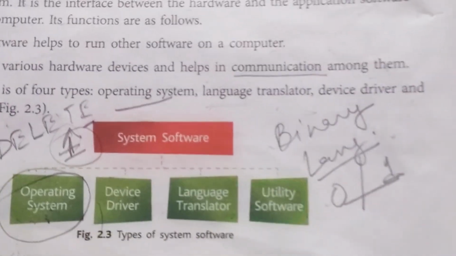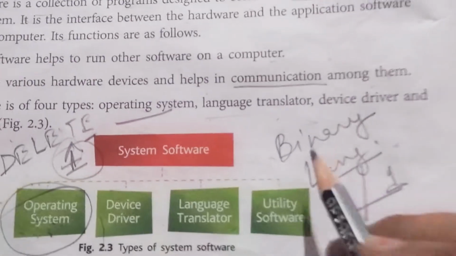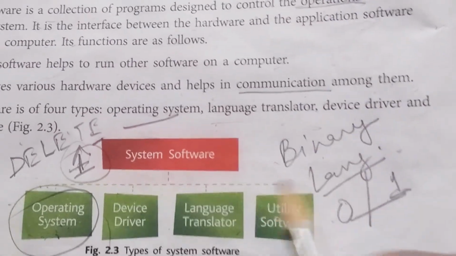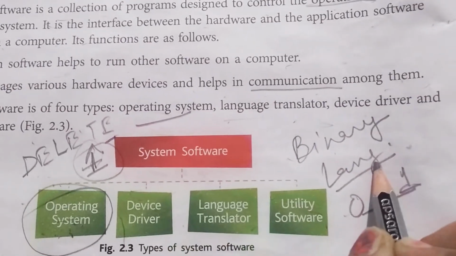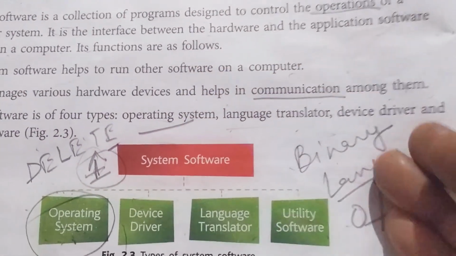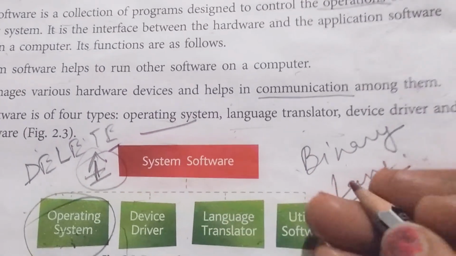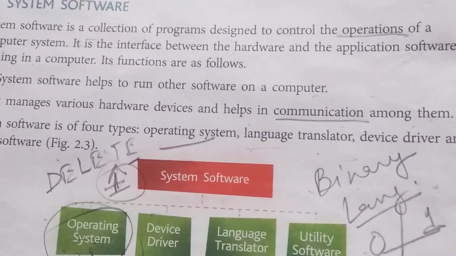So language translator helps the computer to translate your language into binary language. Then it gives the results, and again it converts from binary language to your language and gives you the result.